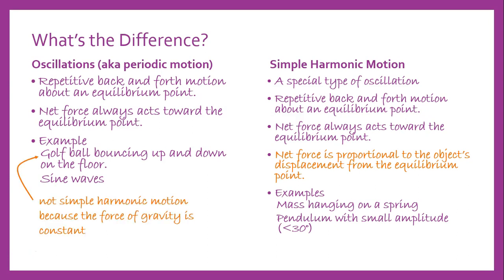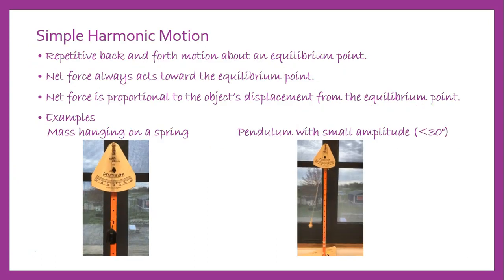Now let's take a look at this golf ball bouncing up and down. It's not simple harmonic motion because the force of gravity is that net force taking the ball to the equilibrium point, which is the floor, and that force is constant. It is not proportional to how far the golf ball is above the floor. Here are examples of the back and forth motion of the mass hanging on the spring and also the pendulum.